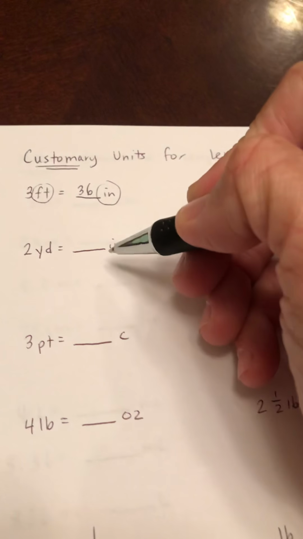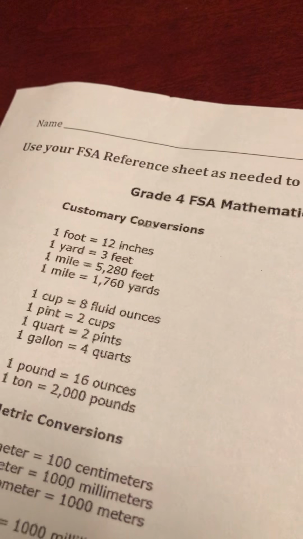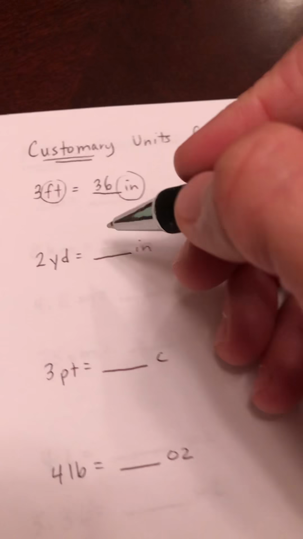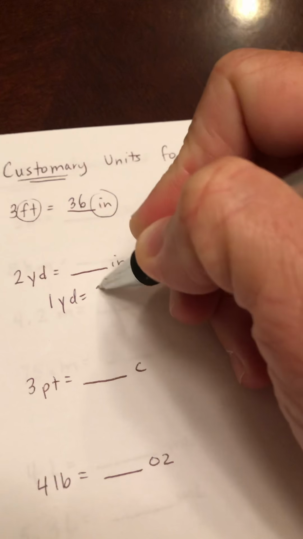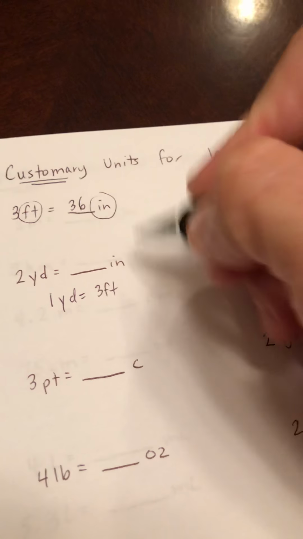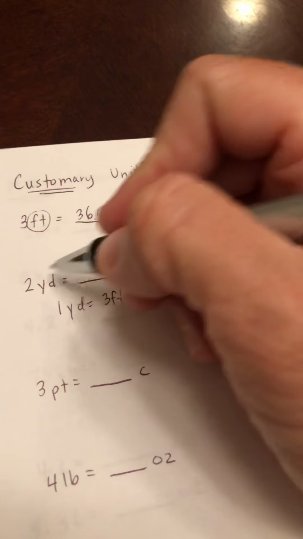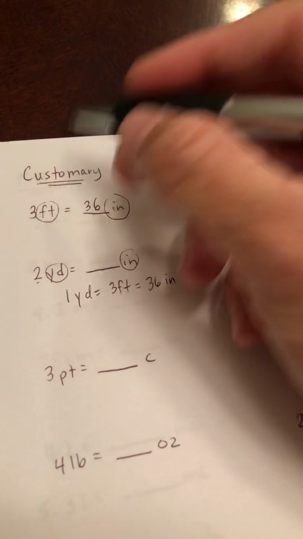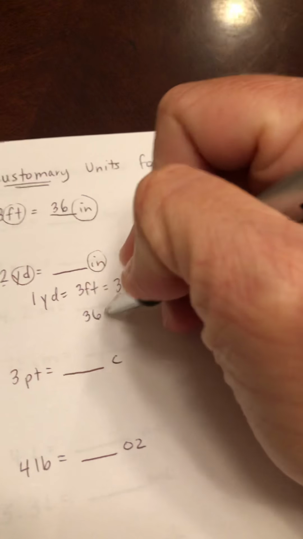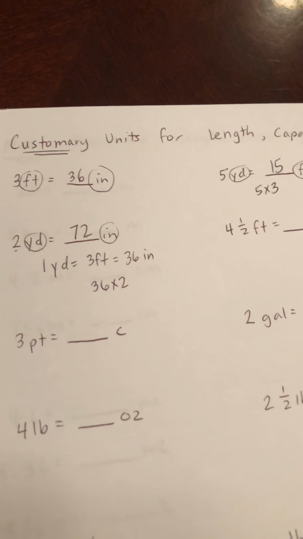All right, now yards to inches. Again, yards to inches is not on here. I've got feet to inches and yards to feet. So I'm going to have to do a couple steps here. I'm going to have to know that 1 yard is equal to 3 feet, and that 3 feet is equal to 3 times 12, which is 36 inches. So if there are 36 inches in 1 yard, 36 times 2, it's going to be 72 inches in 2 yards.